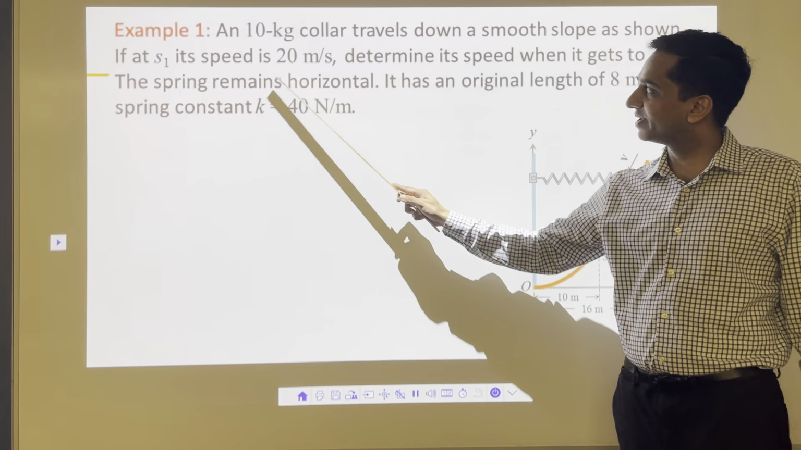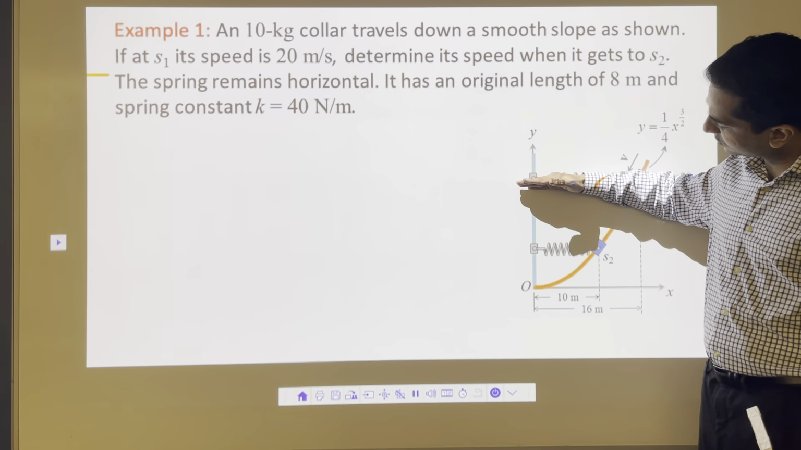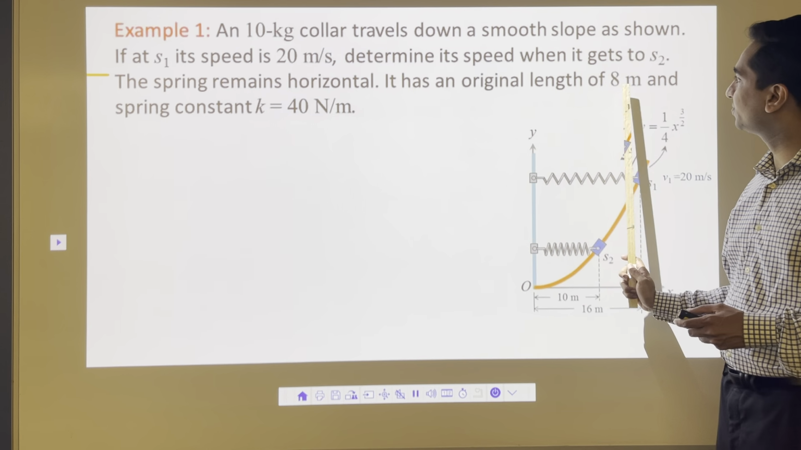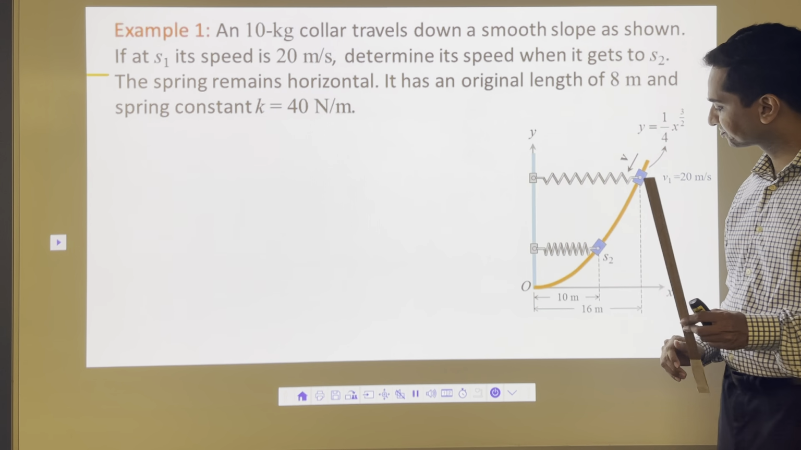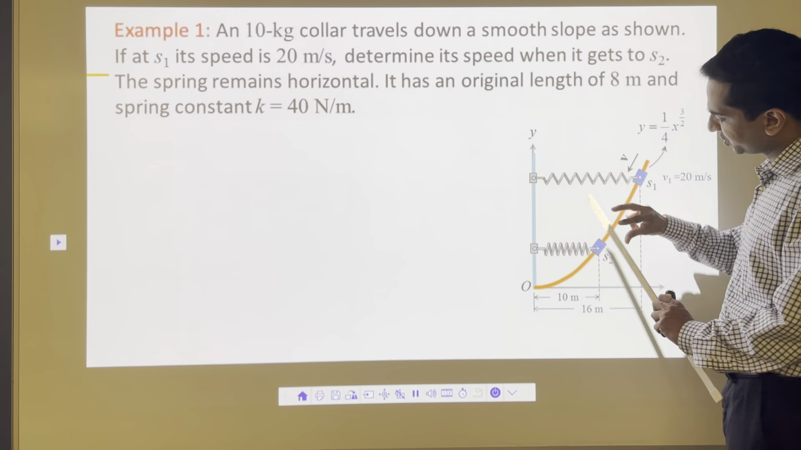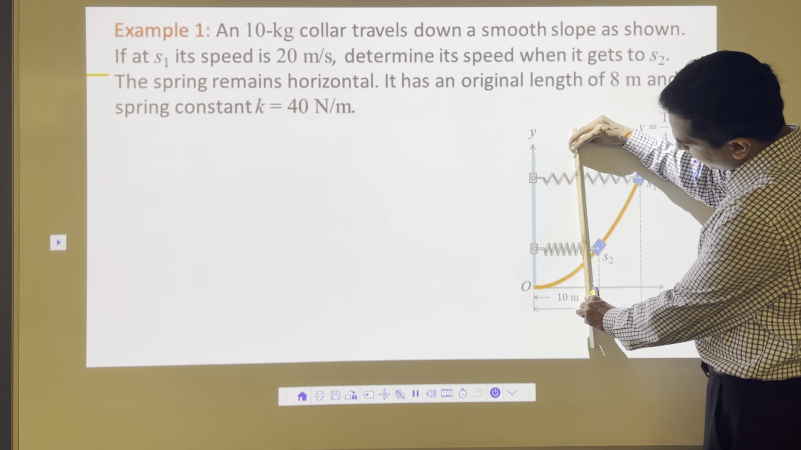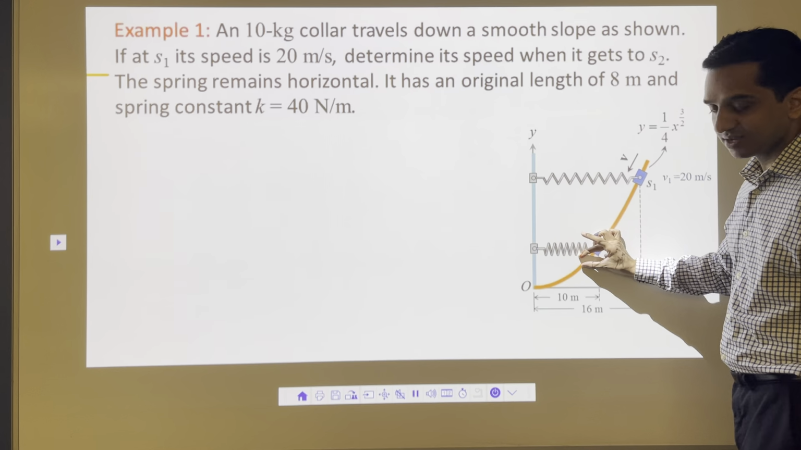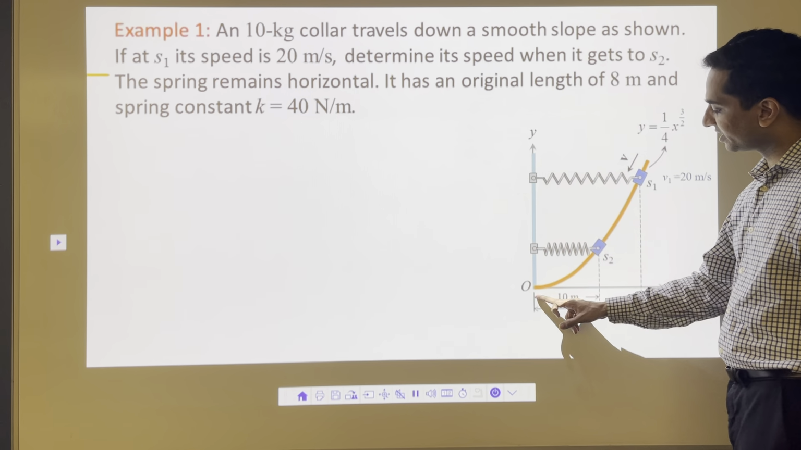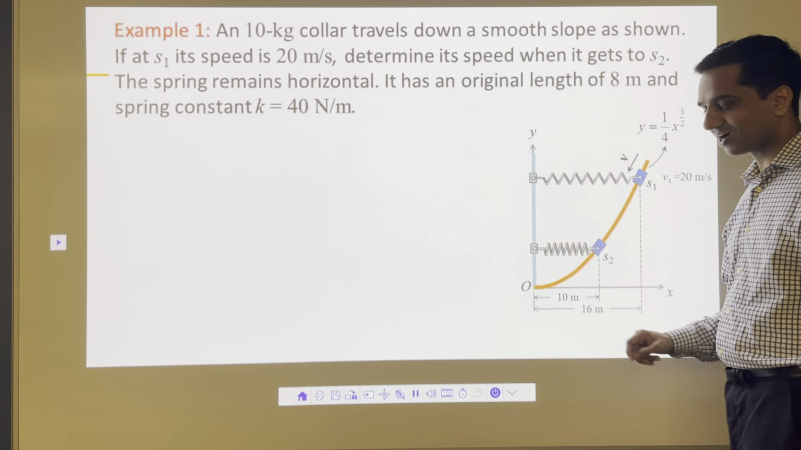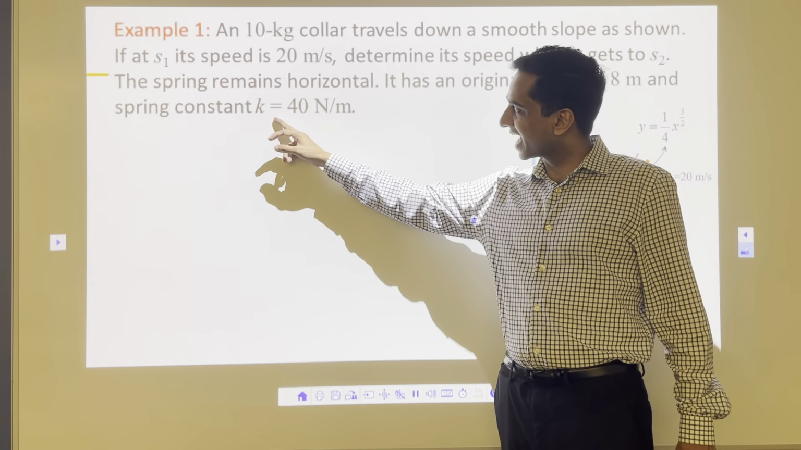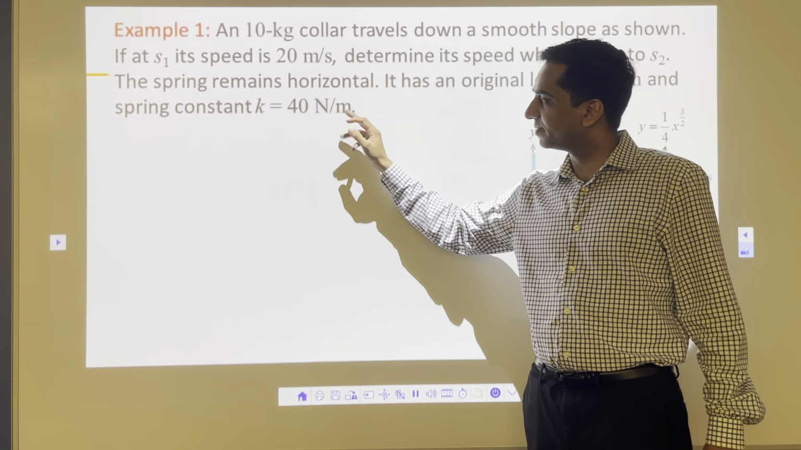The spring remains horizontal, so the spring is going to come down like this but stay horizontal, and it has an original unstretched length of 8 meters. So the spring's unstretched position is 8 meters, somewhere here. It means the collar is going to come here and most likely stop. But before coming here, at this point when x is equal to 10 meters, we want to find out the velocity. The spring constant K is 40 Newtons per meter.